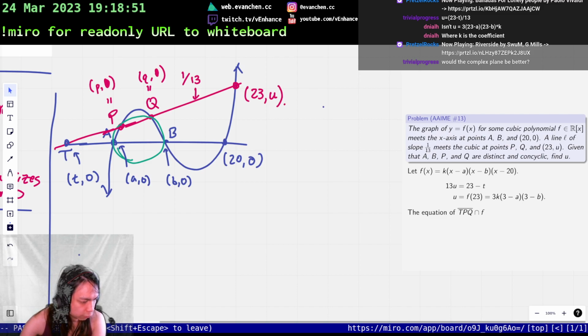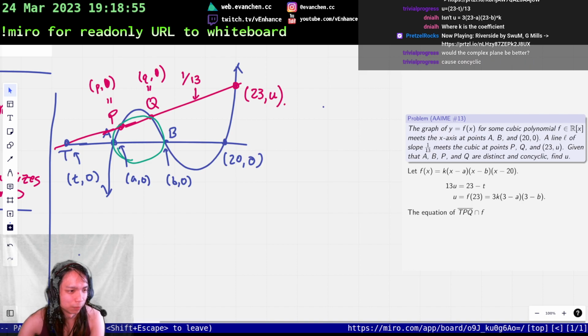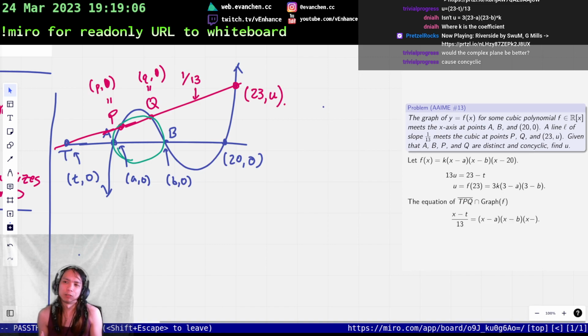x minus... Would the complex plane be better? I don't think it really matters. We're doing algebra, so I don't care that much whether... Oh, no, I am not going down that rabbit hole. What we're going to do is we're going to get the Vieta relations for p plus q and p times q, and then that will let us compute the power of a point statement, I think is what's going to happen.